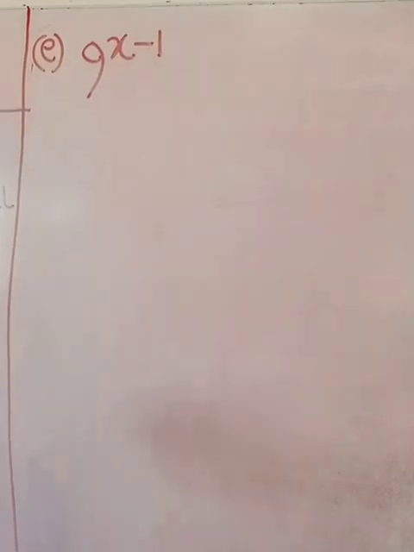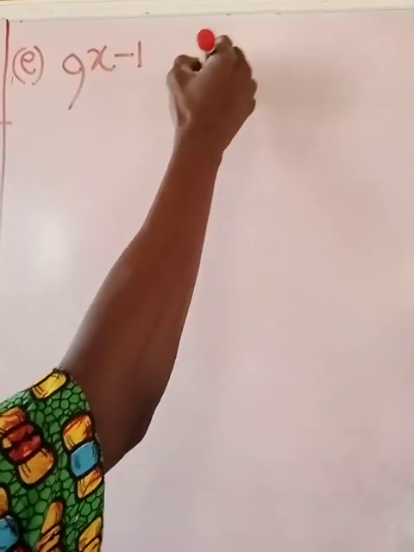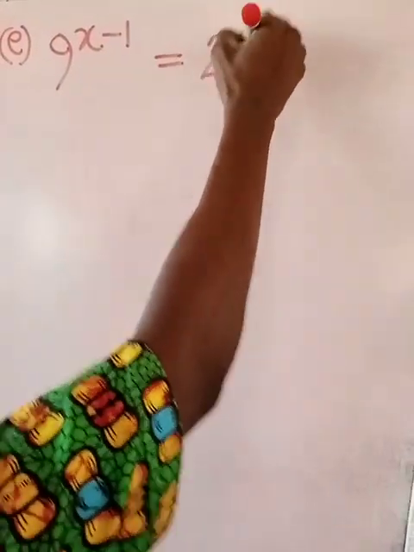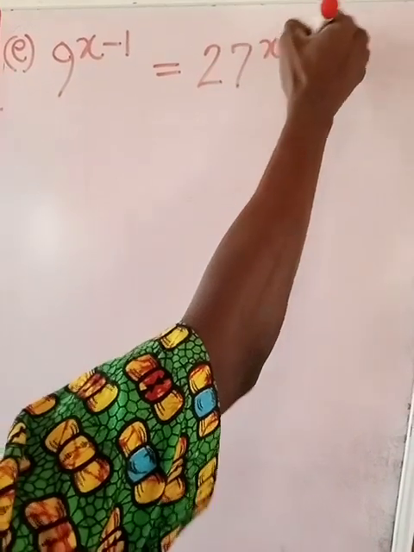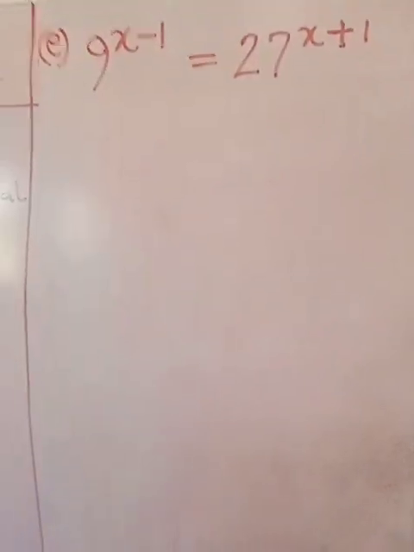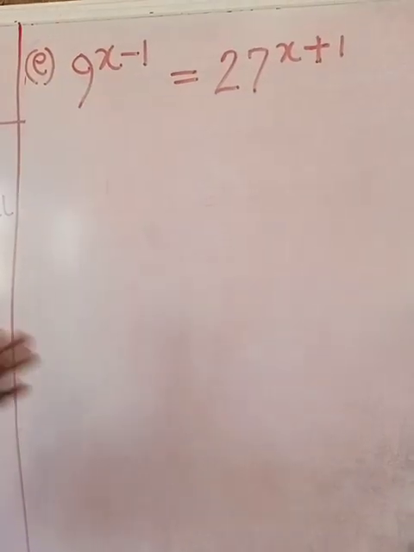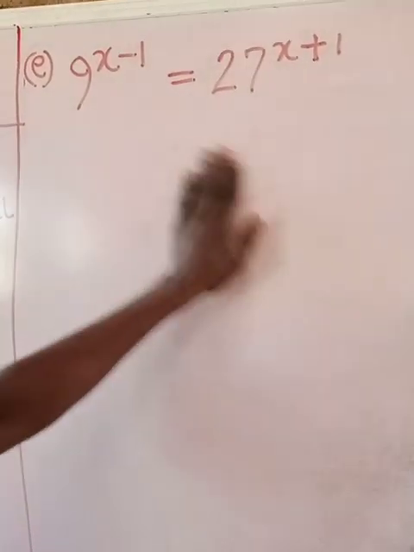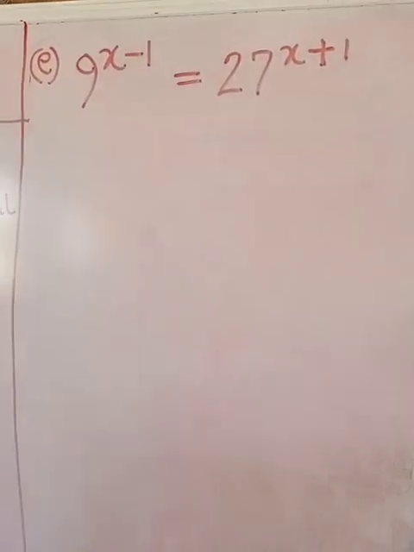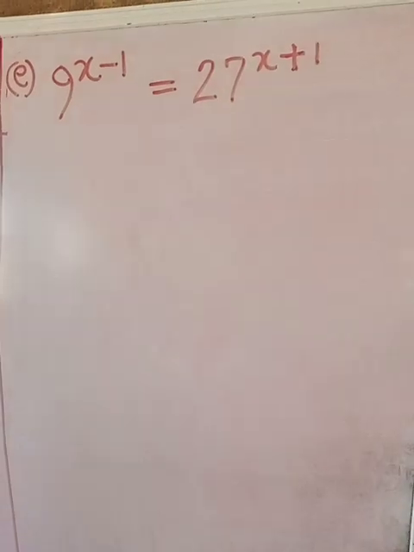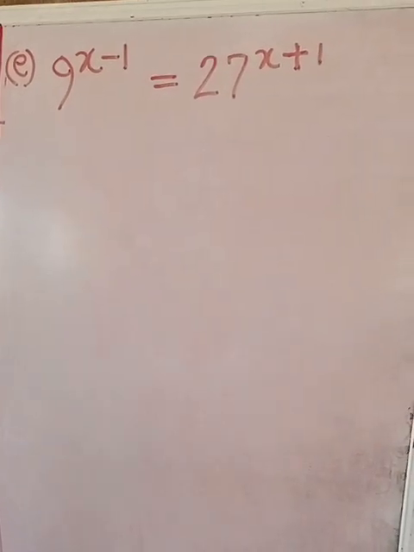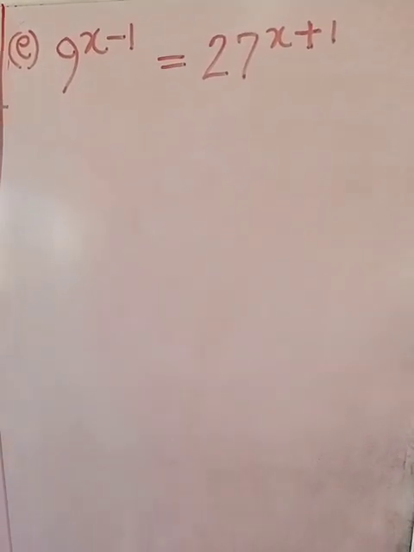The fifth one now. 9 raised to power x minus 1 will be 27 raised to power x plus 1. This is another indicial equation. You can see indices. I've told you indicial equations are equations that you will need to employ the laws of indices in solving them. Alright, how do we do this one?